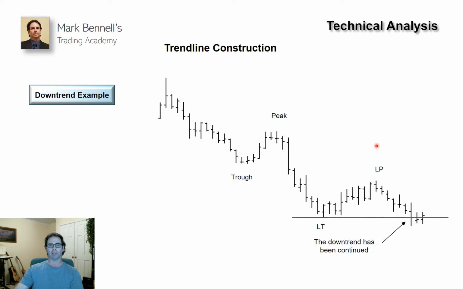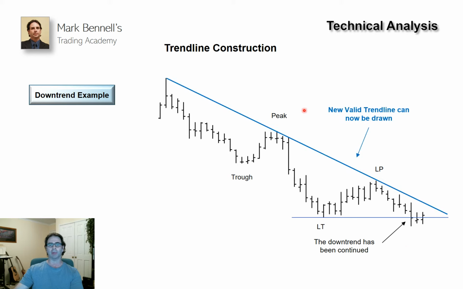So let's continue our example here. We've got our previous peak, our lower peak, our trough. We've now got a lower trough and we've got a lower peak. So once price breaks through this lower trough, the downtrend has been continued. So therefore, our new valid trend line can be placed using the swings 1, 2, and 3.